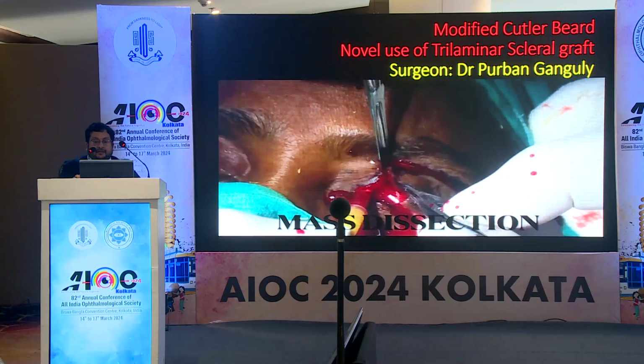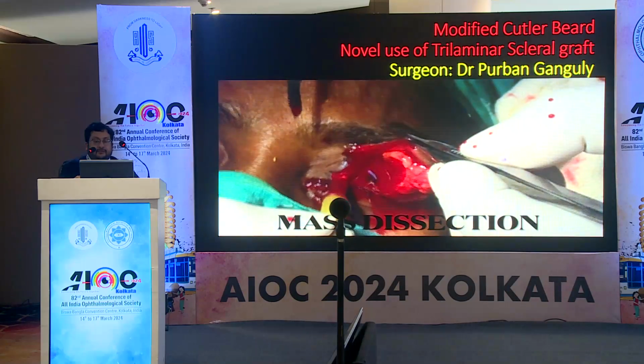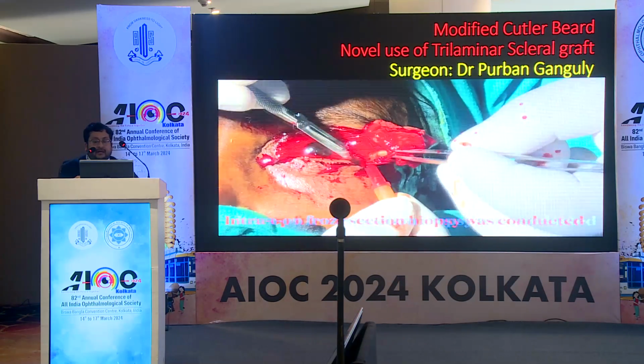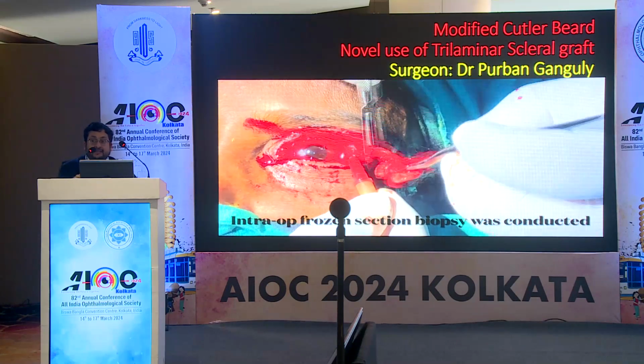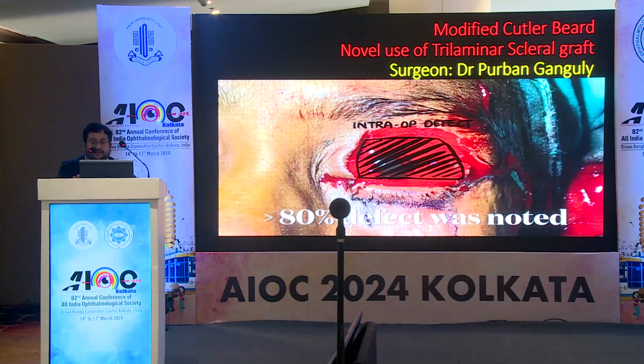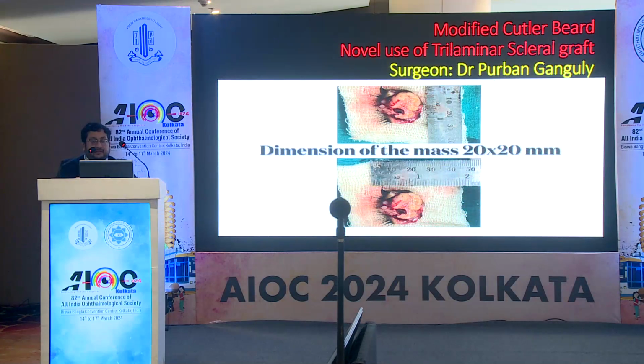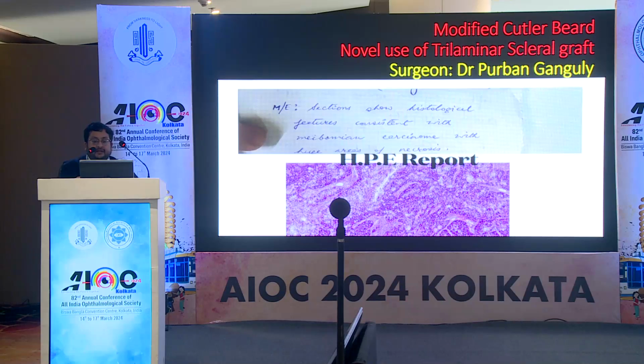So after dissection of the mass, we have to be very careful while dissecting so that there is a 4 millimeter wide margin in cases where we could not perform an intra-op frozen section. This is an 80% defect, a 20 by 20 millimeter mass, and it's a meibomian gland carcinoma.